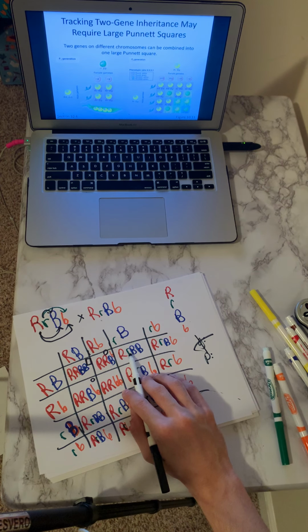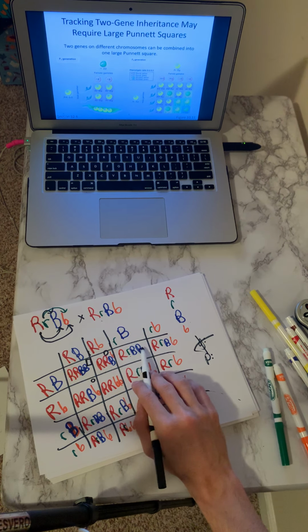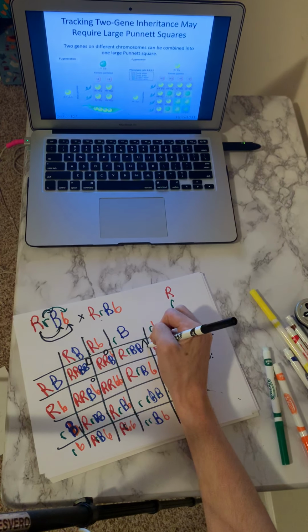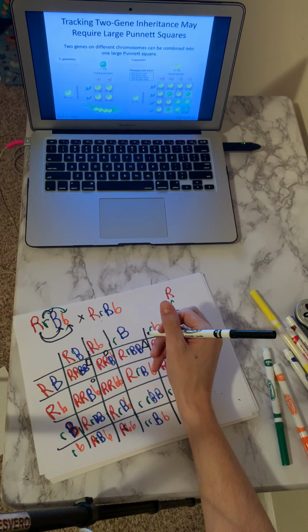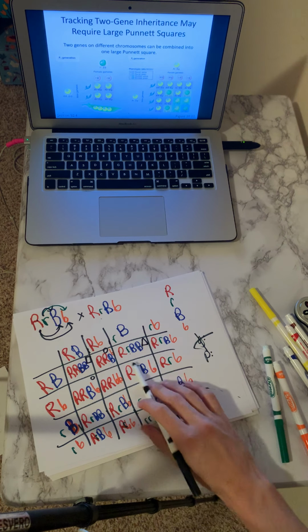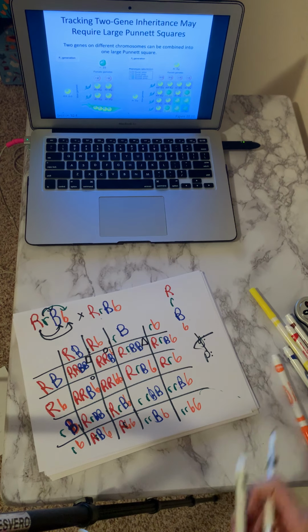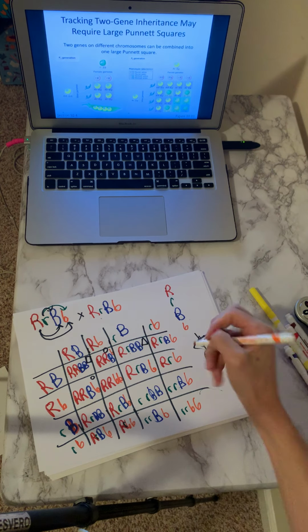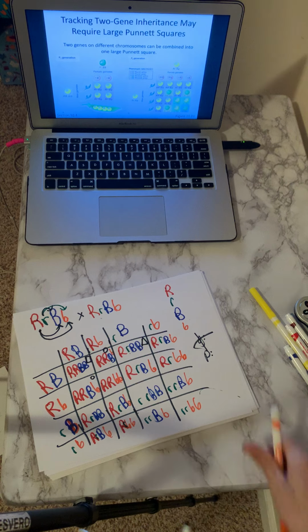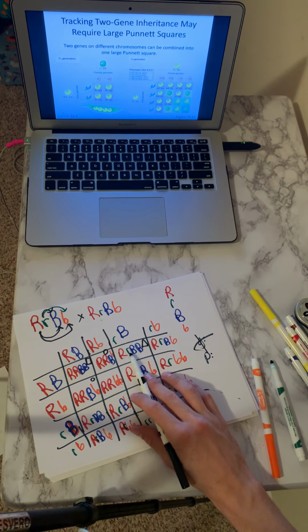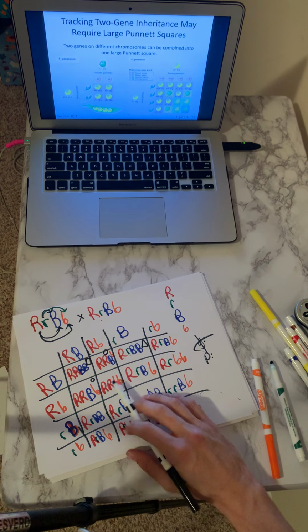How many big R to little r's? Big B to little b. So let's compare these together. Let's give this one a triangle. Okay, so little r, big B, big B. Big R to little r, big B to big B.